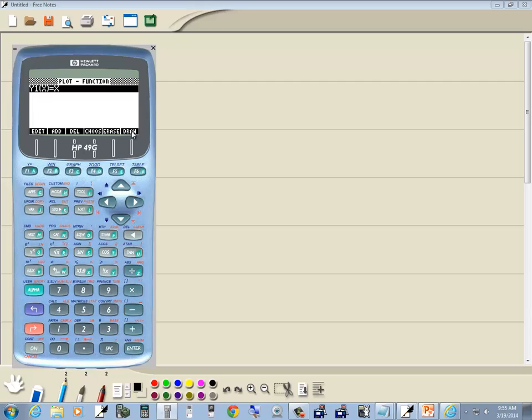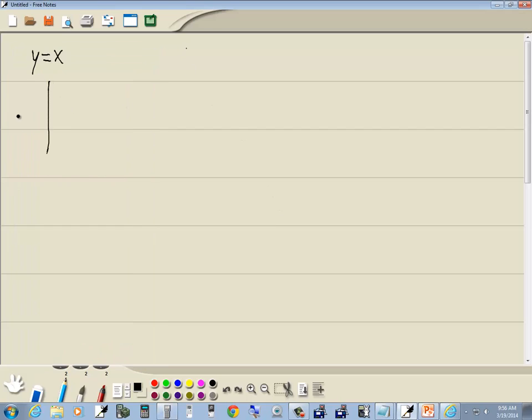Now you see draw is over here in my menu, so I go to the button right below that, which is F6, and that's going to give us our graph. So that one looks like this.